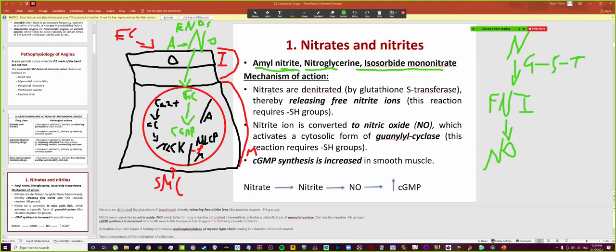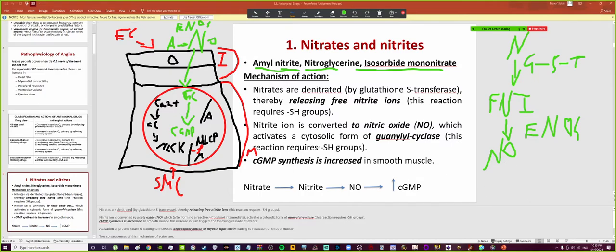These free nitrite ions go to the endothelial cells, and what they do is convert free nitrite ions into nitric oxide by endothelial nitric oxide synthase. My bad, I forgot the name. There we go. So free nitrite ions are converted to nitric oxide by endothelial nitric oxide synthase. And then this nitric oxide is going to do the exact same thing.